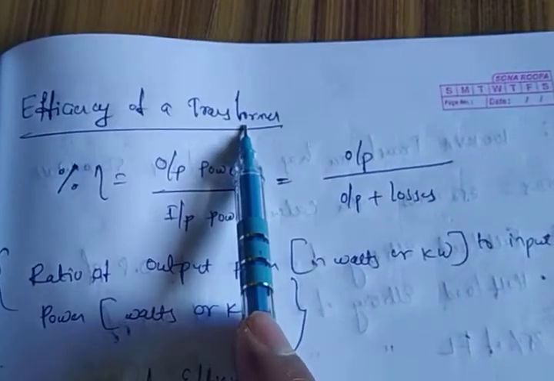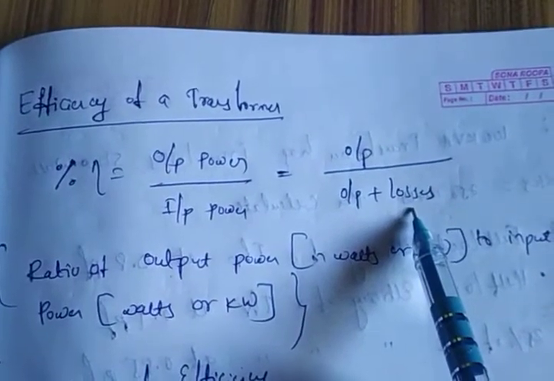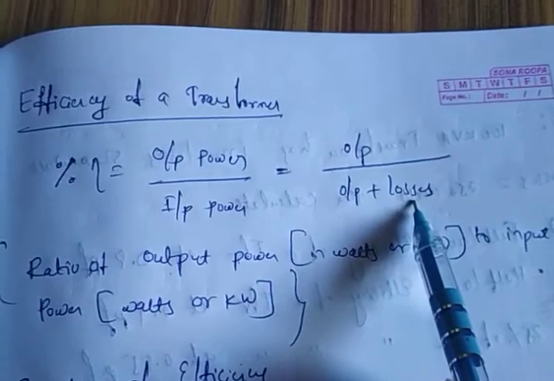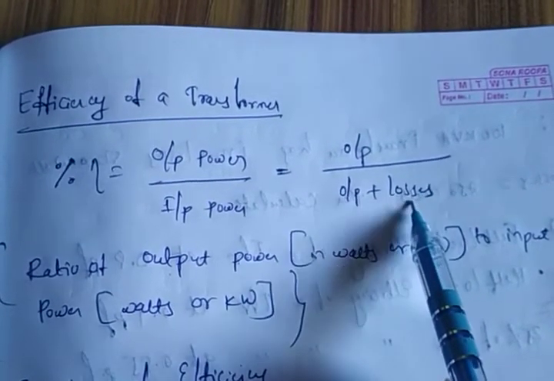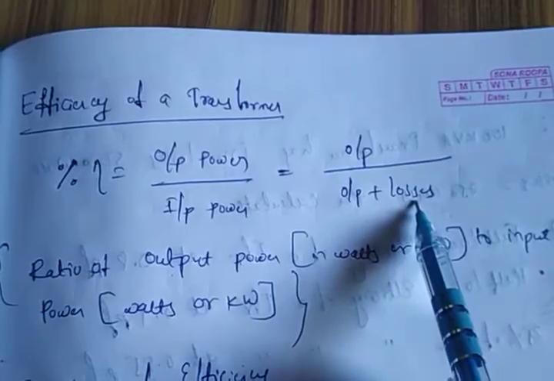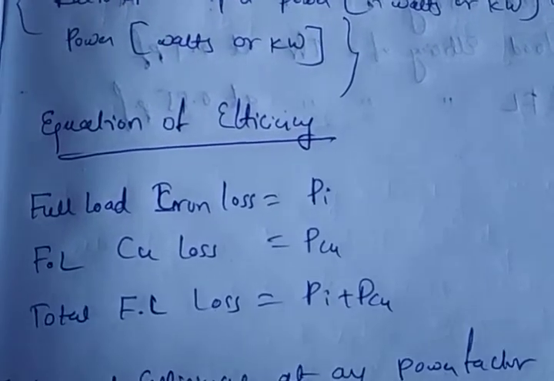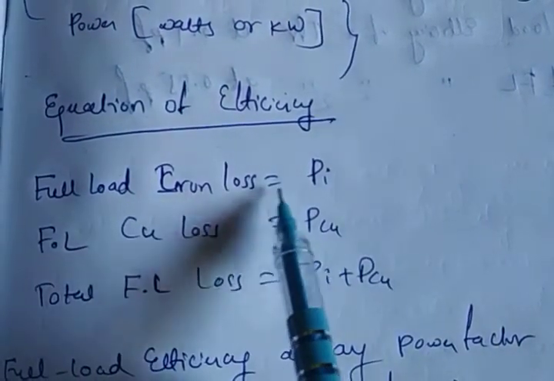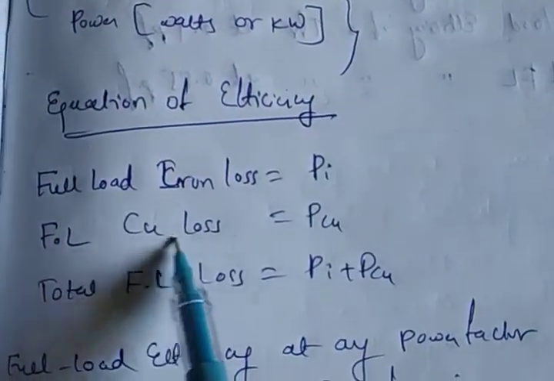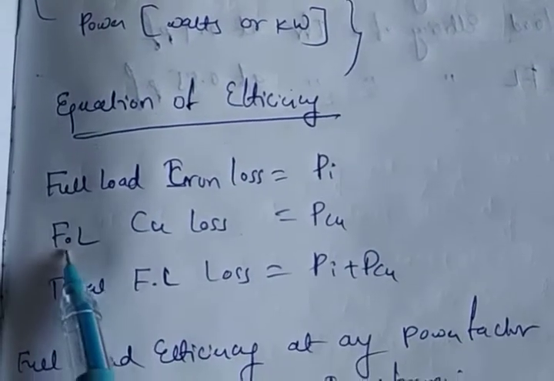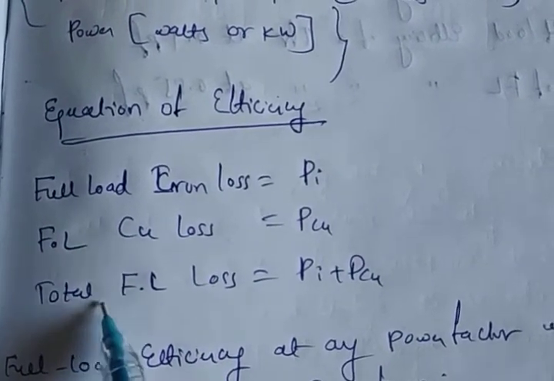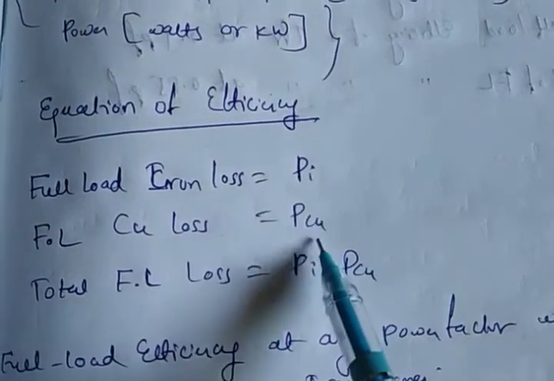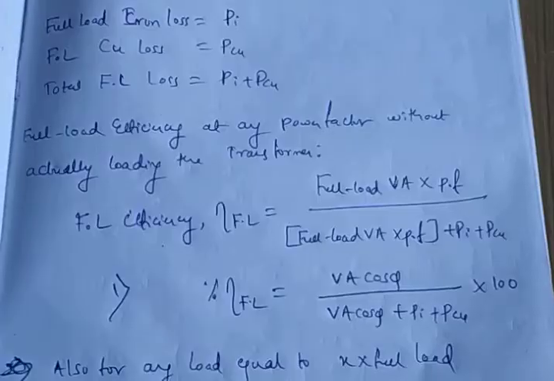But in a transformer we have some losses that we discussed in the previous lecture, that is iron losses and copper losses. Mainly we define iron losses as Pi and copper losses as PCU. Now we will write the equation of efficiency of a transformer. FL means full load. The total full load losses is equal to the sum of the losses, Pi plus PCU, iron losses plus copper losses.